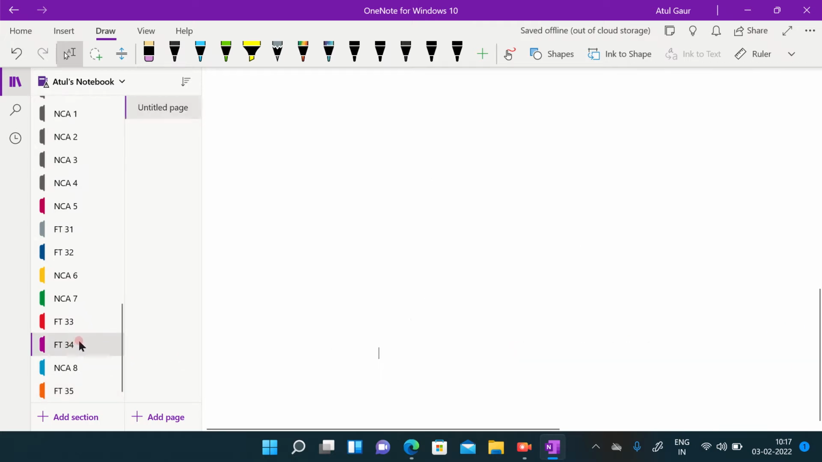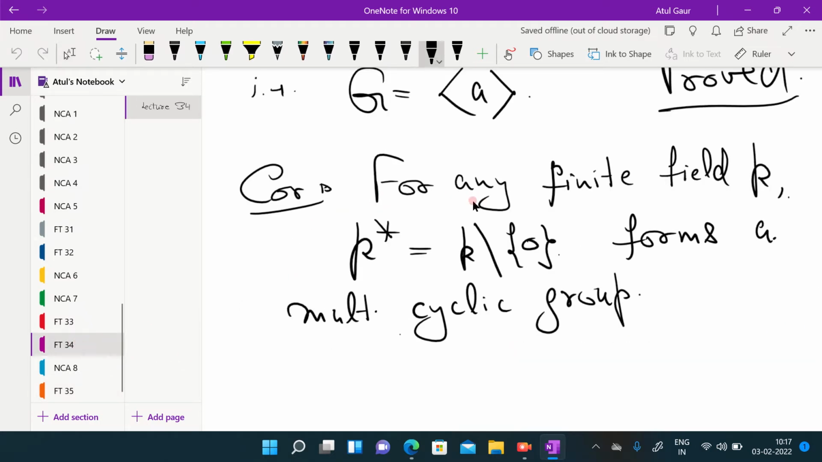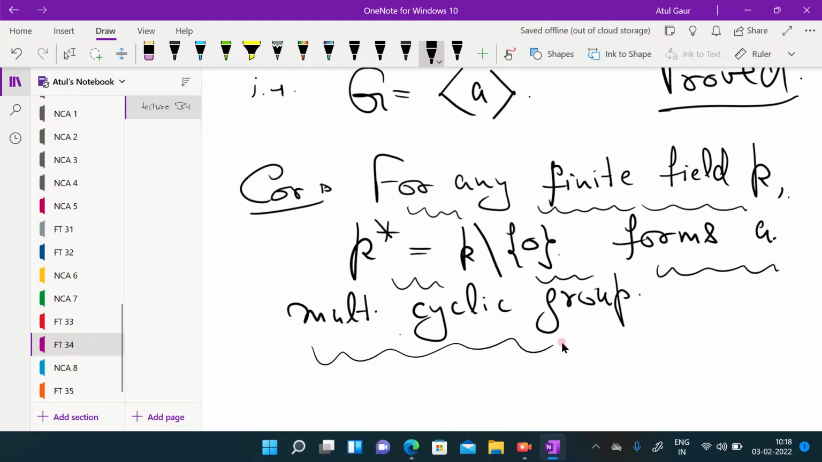Okay. So what about this corollary? Jaldi bolo. I'm assuming all of you have done this, right?